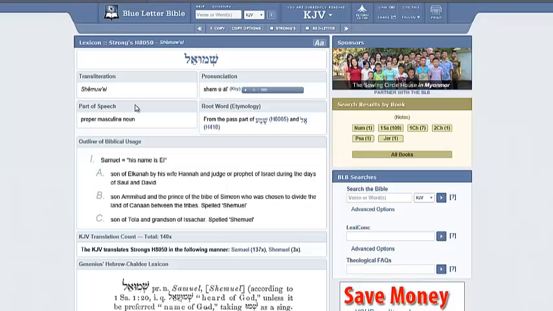So in this particular situation, this man Elkanah had two wives, one being Hannah, the other being Peninnah. One was barren, which was Hannah. The other one could conceive, which was Peninnah.